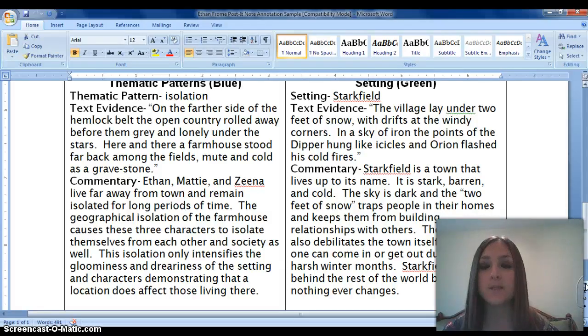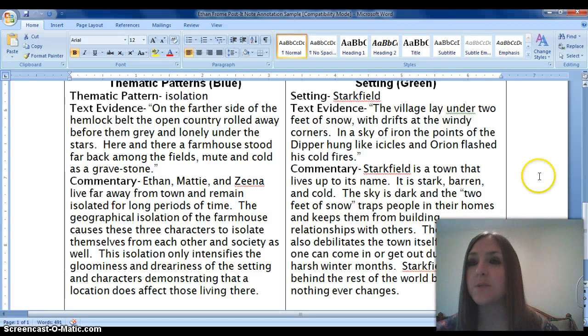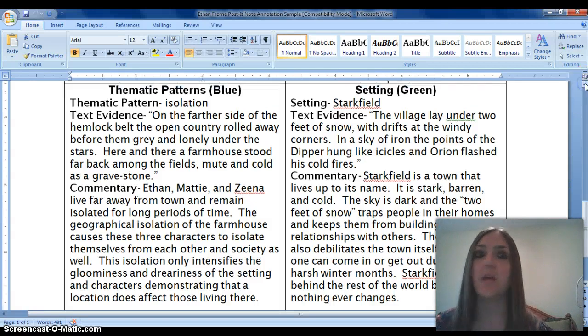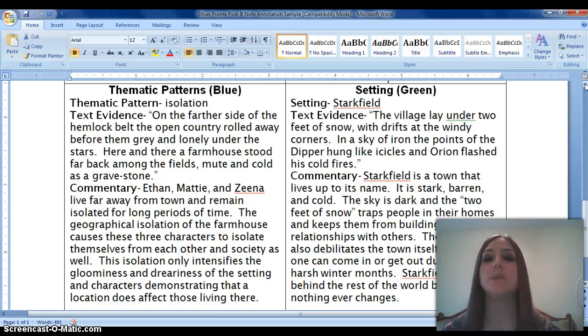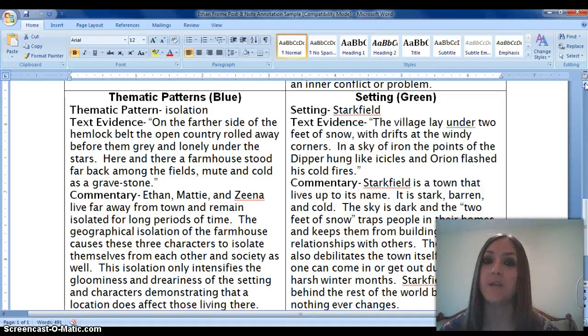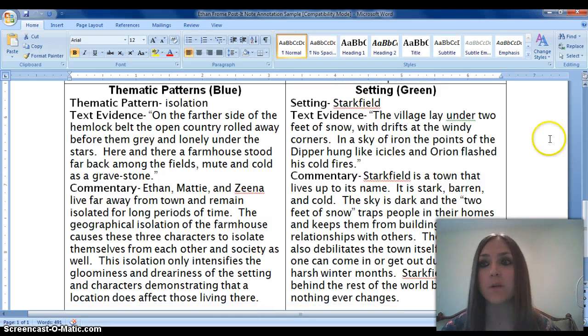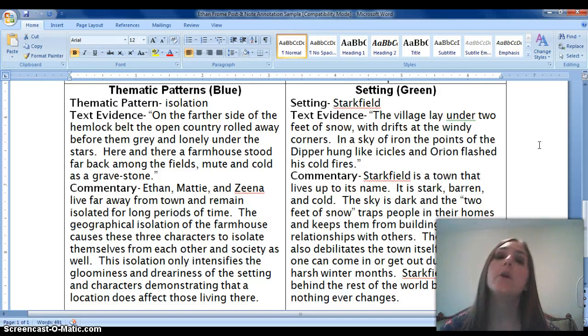Okay, so it's so isolated, it's so set apart, the weather's so severe that really people can't get in or out. So it's very difficult to leave. And Ethan demonstrates that point by the fact that he's never left. He's stayed there his whole life, even though he really wanted to leave at first. So those are some examples of what your post-it notes should look like.